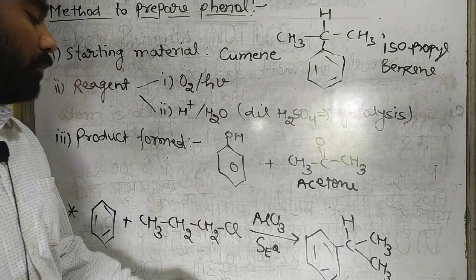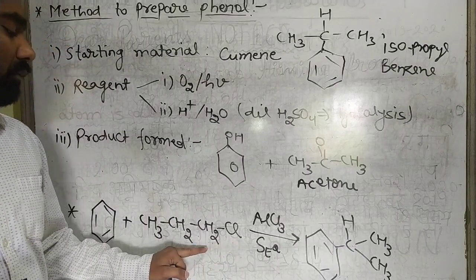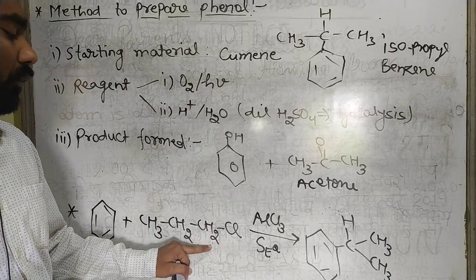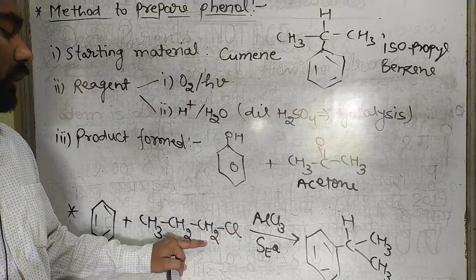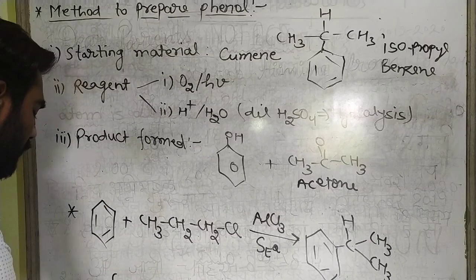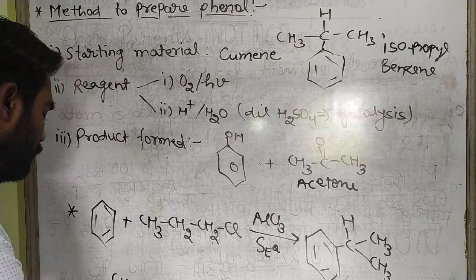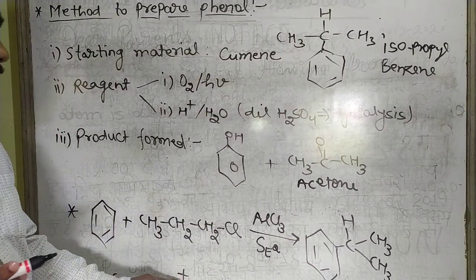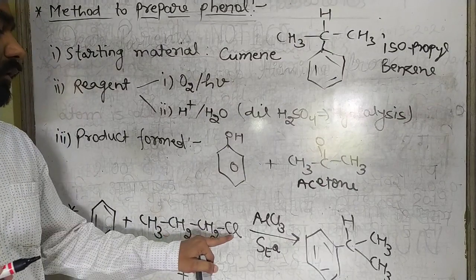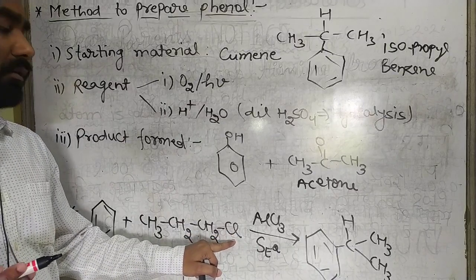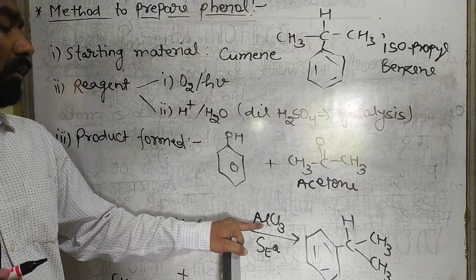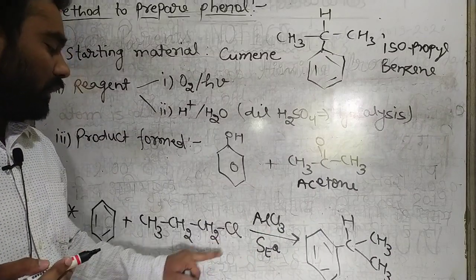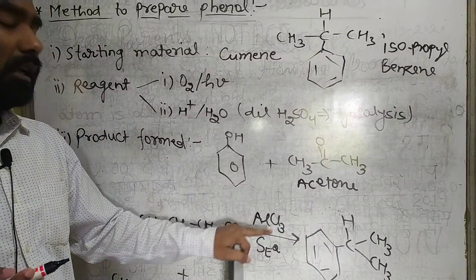In the first step you will see that there will be an electrophile formed during this reaction. That will be CH3CH2CH2+. The plus charge will come on this carbon because Cl will get displaced from here and this Cl will be attracted towards AlCl3.